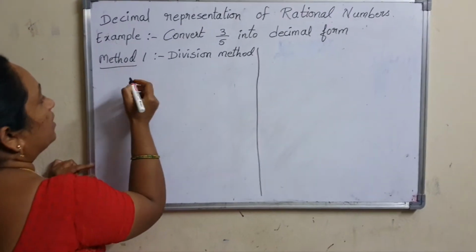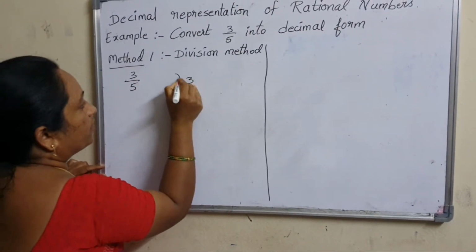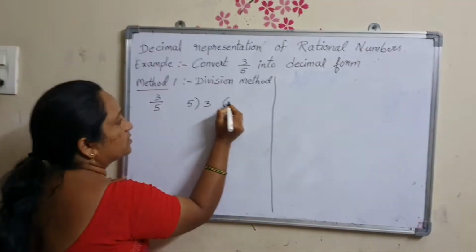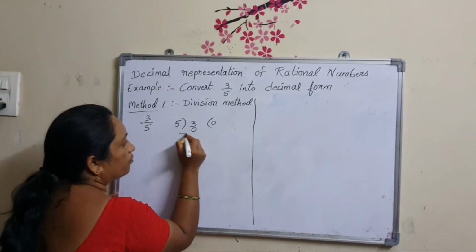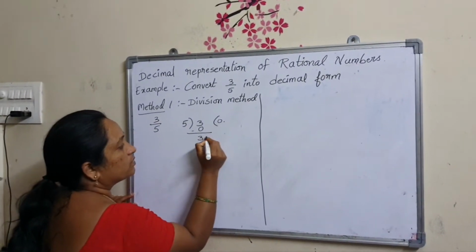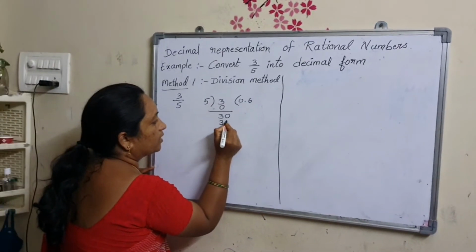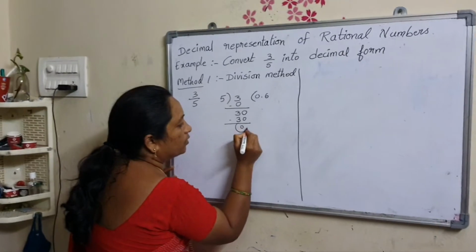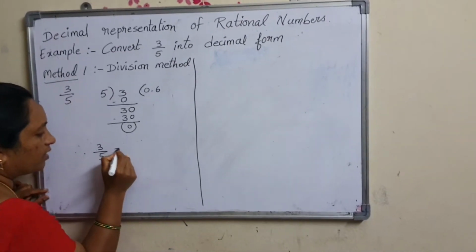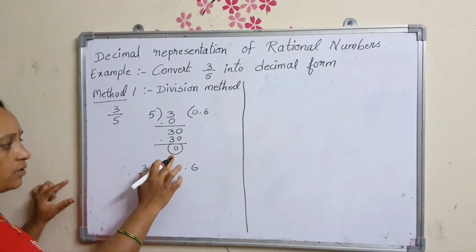First let us take 3 divided by 5, which is nothing but dividing 3 by 5 in the usual division. 5 zeros are 0. So 3. Here we can't divide this, so take a decimal so that you can take 0 here, and 5 sixes are 30. Here you got remainder 0. Therefore 3 by 5 is equal to 0.6. Here we got the remainder 0.